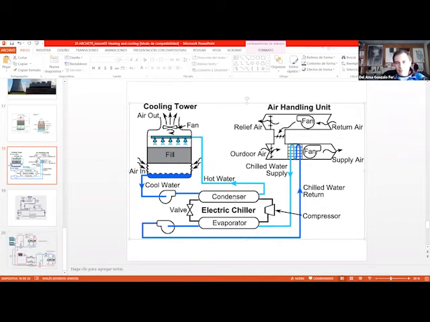Okay, so it's the same thing we have explained with this, but instead of releasing heat to the ground, which is what we did with the ground source heat pump, we release heat with the cooling tower. And then we can use this either with a radiant floor or with fan coils, or something that uses water to cool down air. And this is what we have here with the air handling unit.